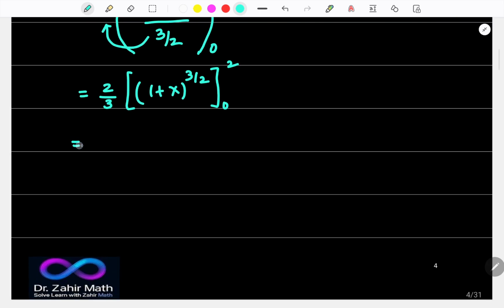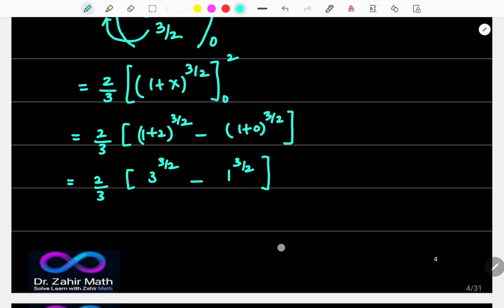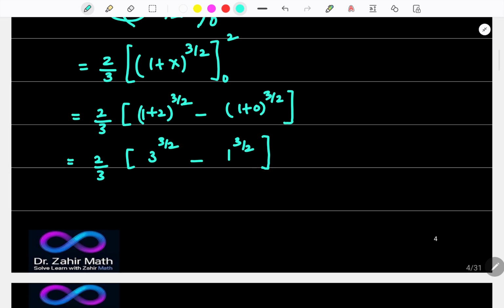Upper limit minus lower limit, which is 2 by 3 bracket open. I'm going to put the upper limit for x equal to 2, 3 to the power of 3 by 2, minus the lower limit. I'm going to put it as 1 to the power of 3 by 2. So this equals 2 by 3 bracket open, 3 to the power of 3 by 2 minus 1 to the power of 3 by 2. Yes. So let me put this in the calculator and then I'll come back to you.